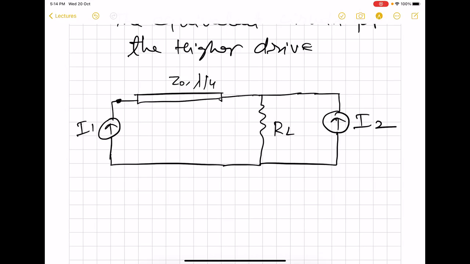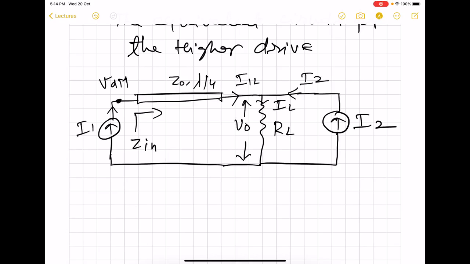And this is going to be the location of the drain of the first MOS. So this node will correspond to VDM voltage, and of course it will be experiencing current equal to I1. And looking towards the load, we will have impedance which we will call Zin. And on the other side, we will have a current which we will be calling as I1L going to load, and this is of course I2. And the load will be experiencing a current equal to IL. And this voltage we will be calling as the output voltage in which we are interested.